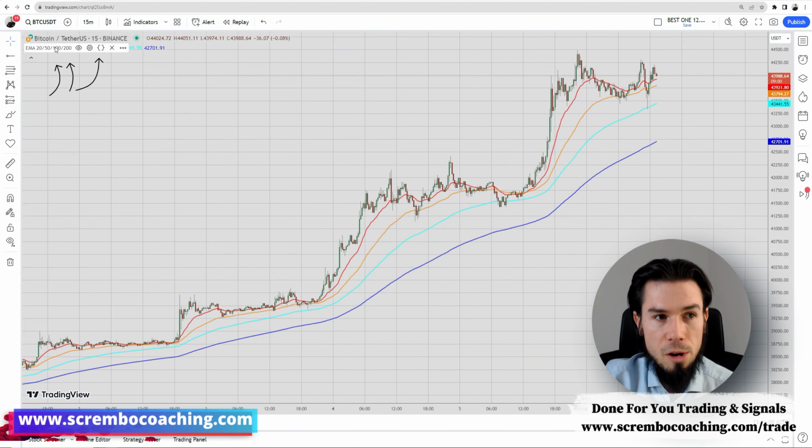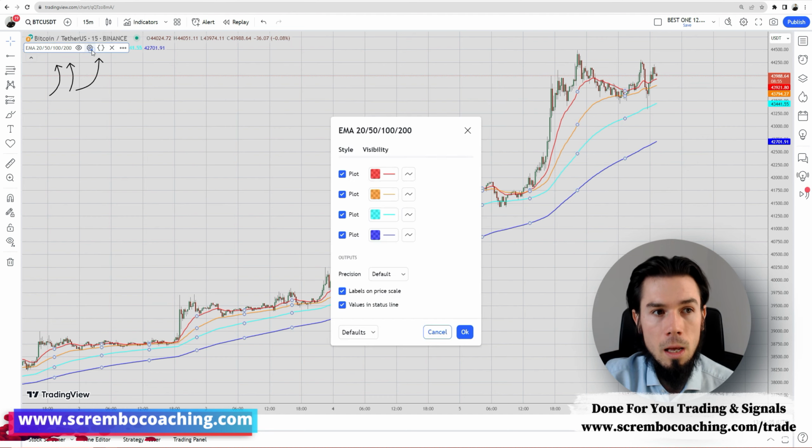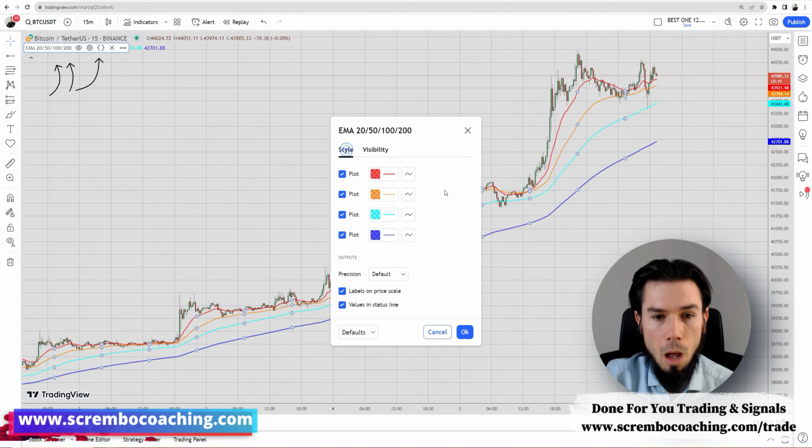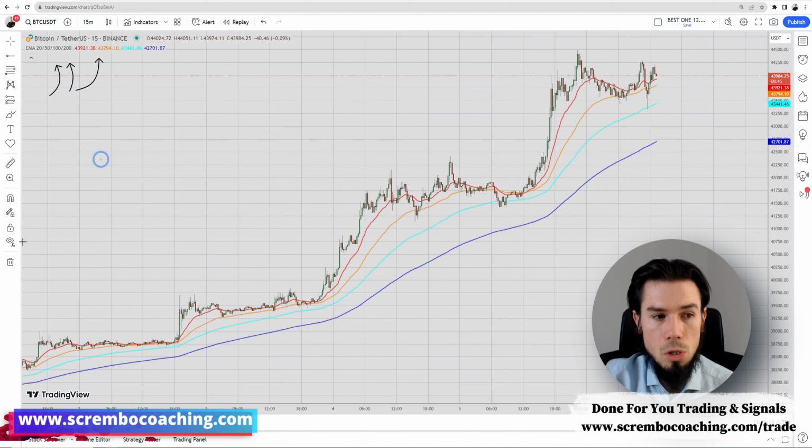So for the settings for the EMAs, you want to hover your cursor right here and get to this little wheel, click on the settings, and make sure you have your visibility in the following way, along with the style just like that. Simply click OK and we're good to go.